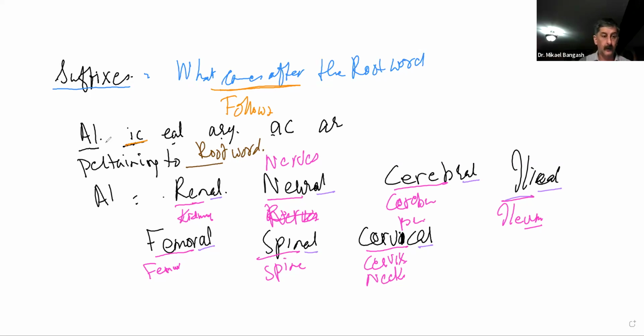-ic. An example, for instance, would be gastric. -ic is the suffix that means pertaining to. Gaster is the word for stomach.